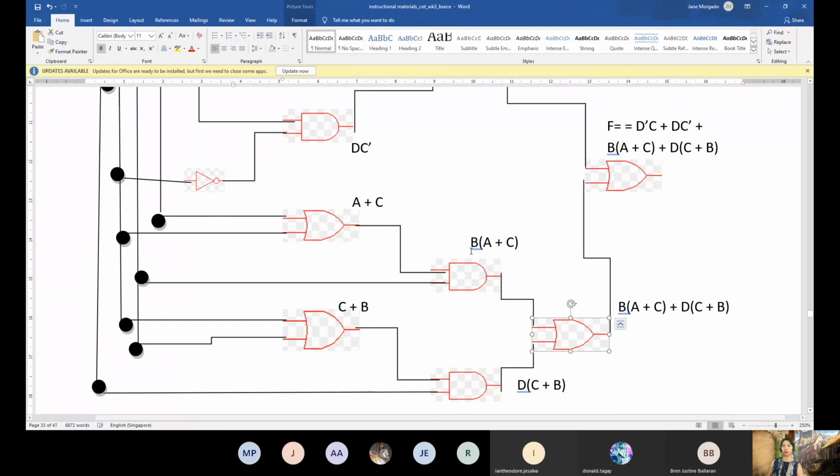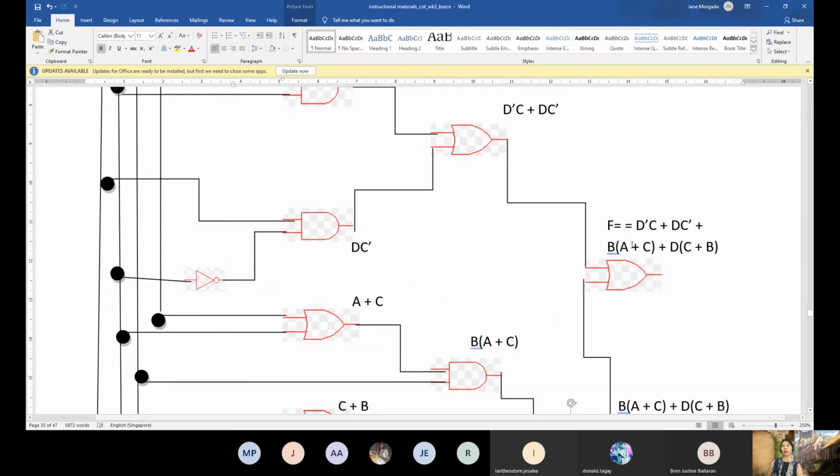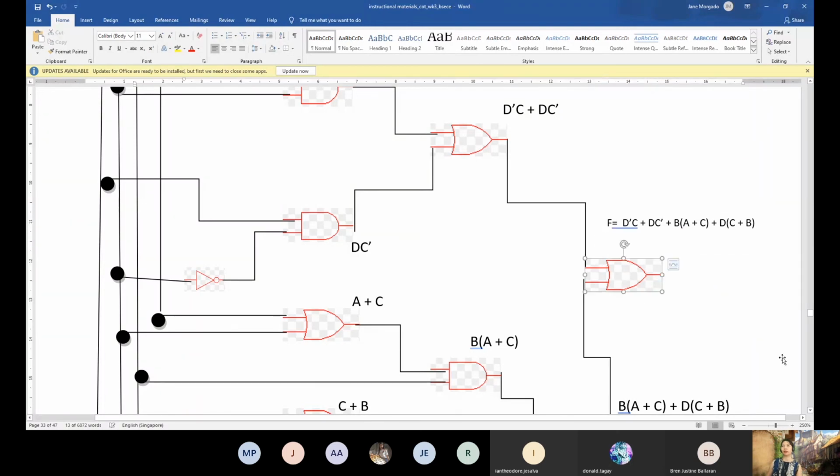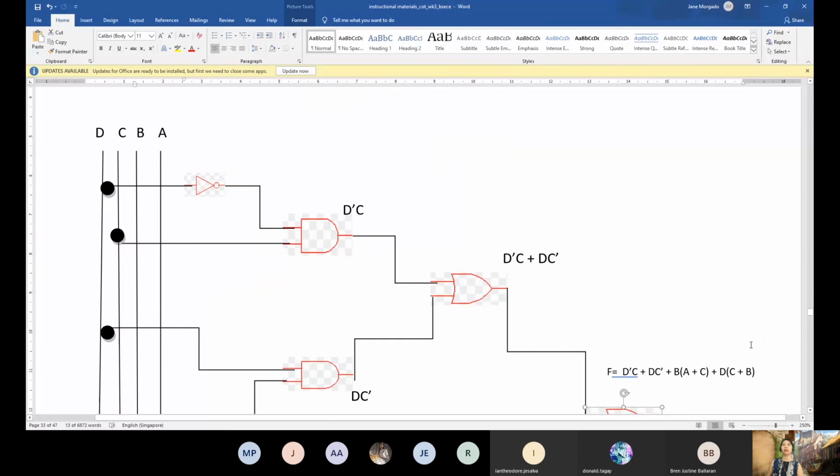The output of B times A plus C and D times C plus B is being inputted to this OR gate. And then we have this. So this is the final OR gate. So what's next? You have the initial circuitry. So what's next?